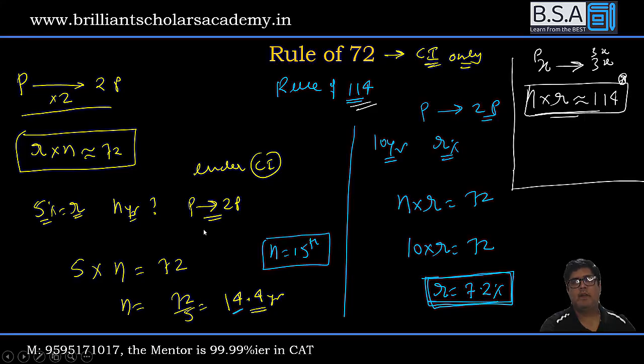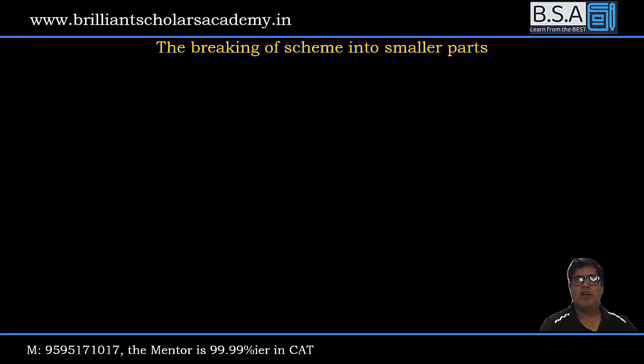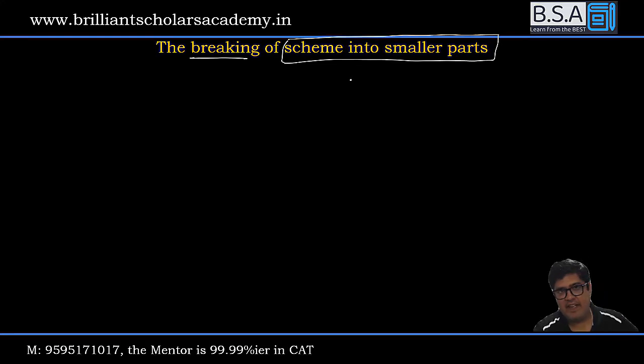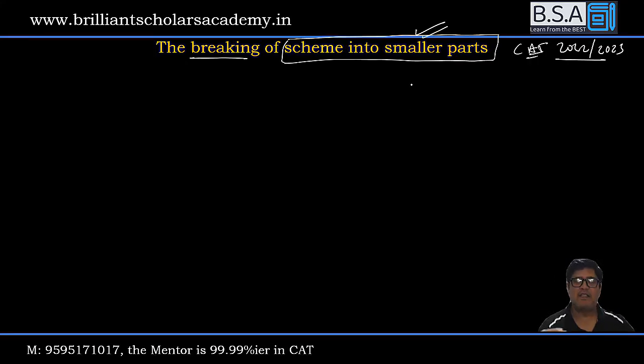Good. So now what happens when a larger scheme is broken into smaller schemes? That's a very easy theory, very easy concept. And I can show you application of this as recent as CAT 2022 and 2023. Breaking down a larger scheme into smaller parts. What difference does it make?